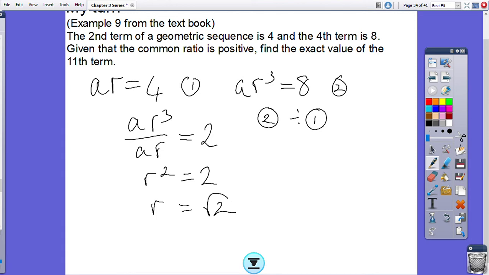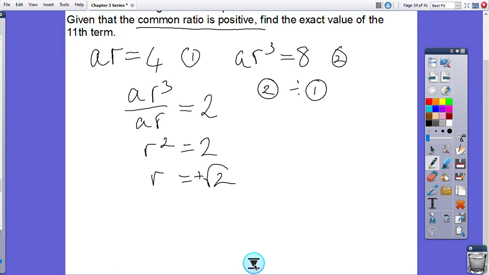However, the common ratio is positive. So if a common ratio is positive, we just know it's a positive square root here. So now we've done this, we've got to find the 11th term. Well, we've still got to go and find a. By the way, let's use the first equation. So we've got a times root 2 equals 4, so that a equals 2 root 2.